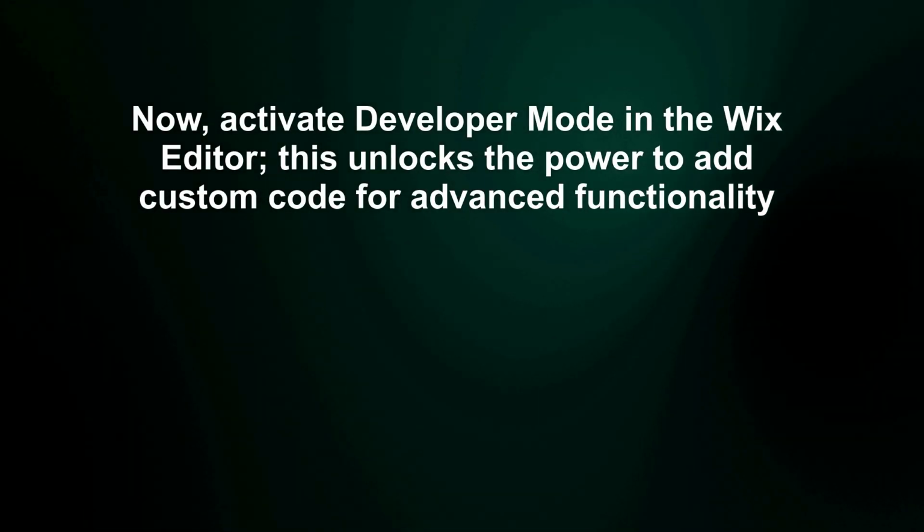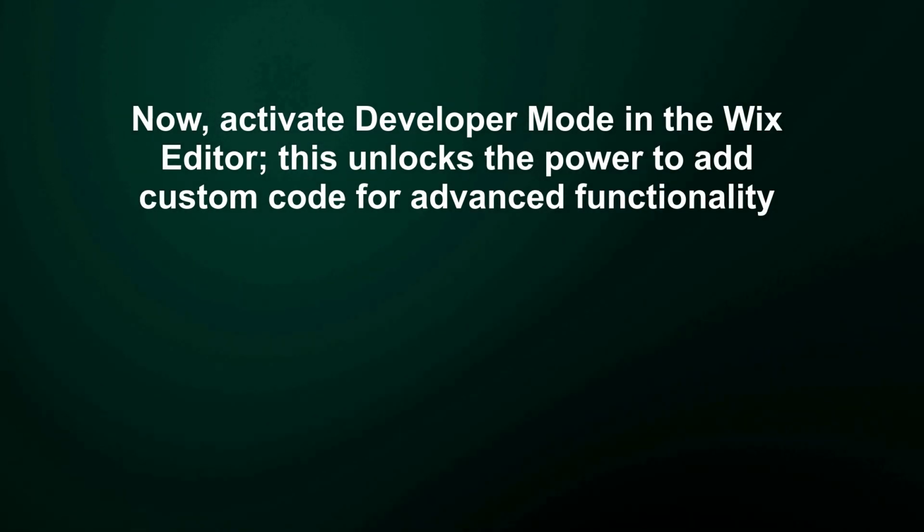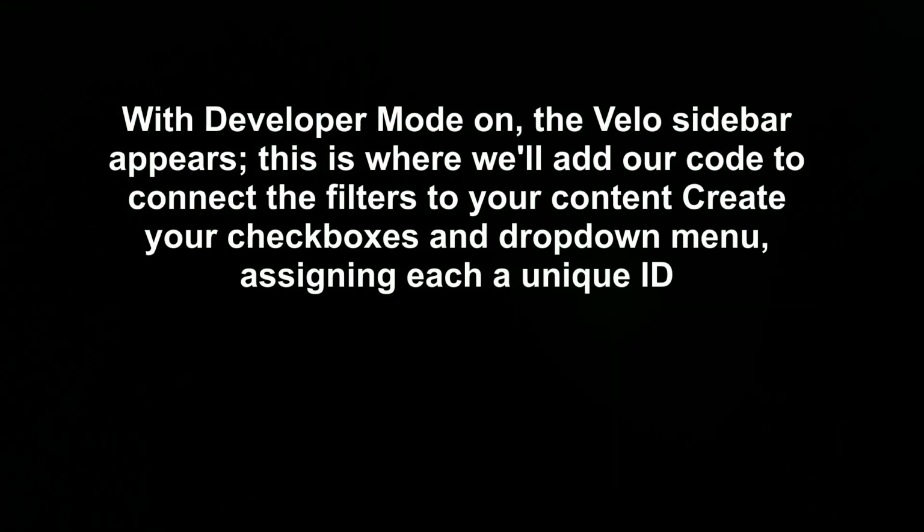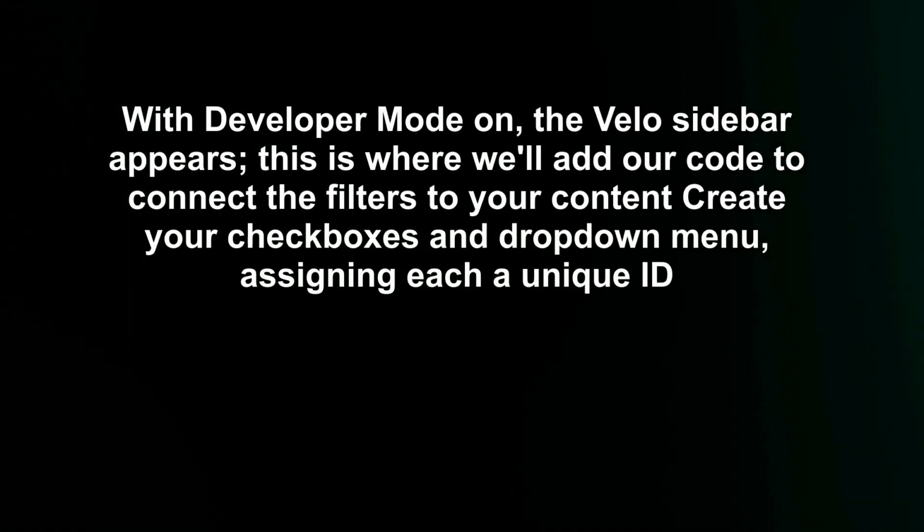Now, activate developer mode in the Wix editor. This unlocks the power to add custom code for advanced functionality. With developer mode on, the Velo sidebar appears.